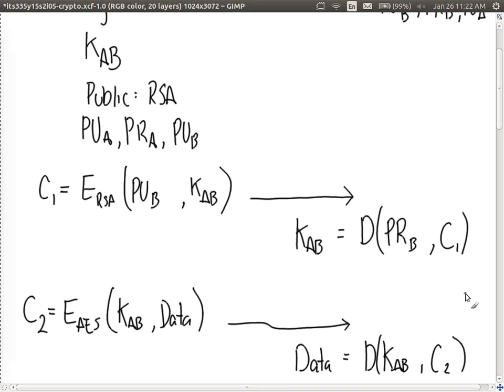Any questions on symmetric and public key encryption?